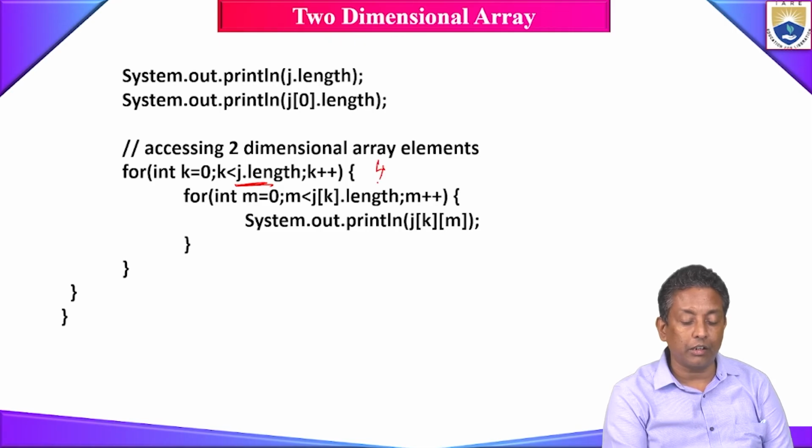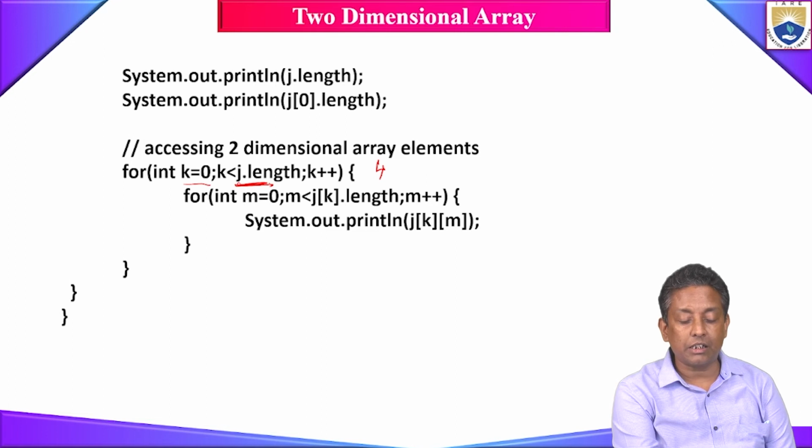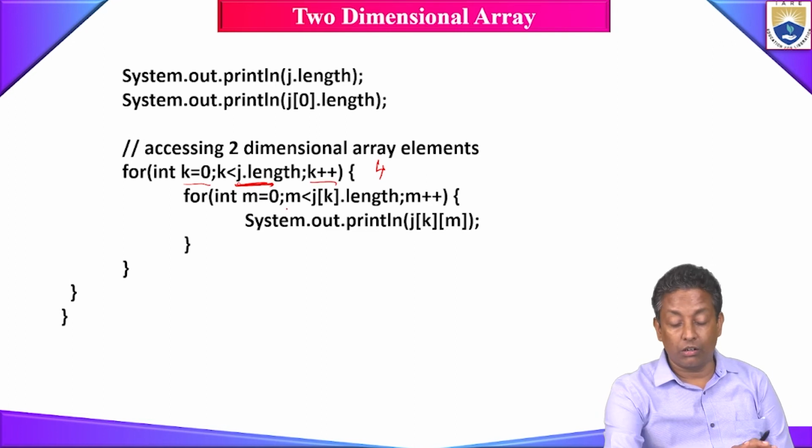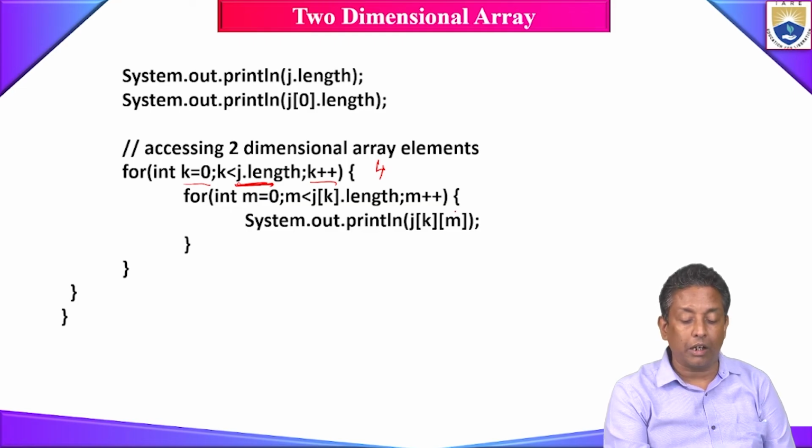Initially 4 will be written. So the outer loop will be iterated for 4 times. Int k is equal to 0, k is less than j dot length, k plus plus. So first, j dot length means the outer length will be returned, and 4 will be returned.